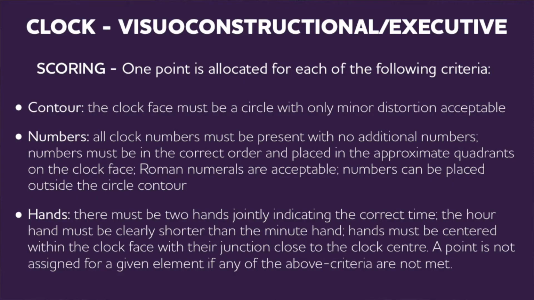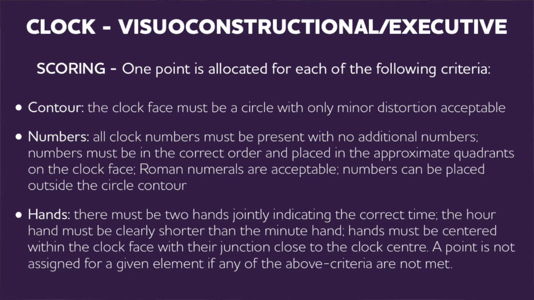Scoring the clock consists of 3 main areas. First, contour. You really want to see a circle that's closed and without any major distortions. A square or rectangle is acceptable as long as, again, it's a closed figure.